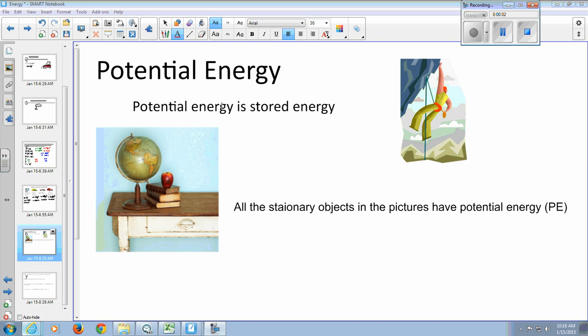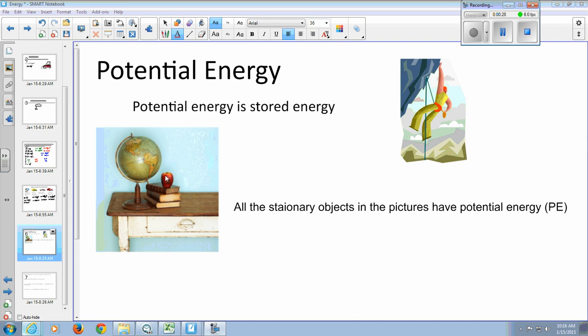The next type of energy we'll talk about is potential energy. Potential energy is what we call stored energy. You can have stored energy because you have a height above a certain reference point. That's what we refer to as gravitational potential energy.